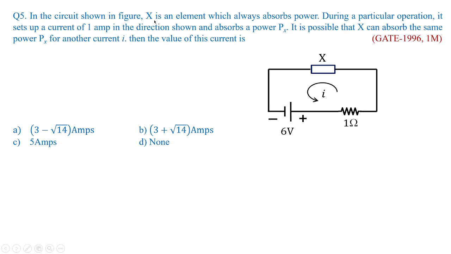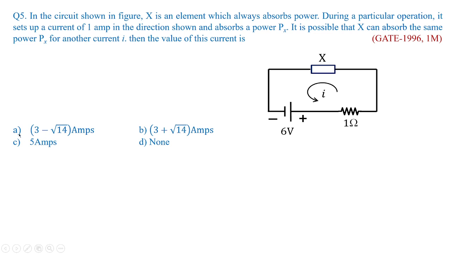You can see in this X is an element which always absorbs power. During a particular calculation, it sets up a current of 1 ampere in the direction shown. So here the direction of the current is shown anti-clockwise and it absorbs a power Px. It is possible that X can absorb the same power Px, over here for another current I. So what is the value of current? Here the options are given as 3 minus under root 14 amperes, 3 plus under root 14 amperes, 5 amperes, and D option is none.